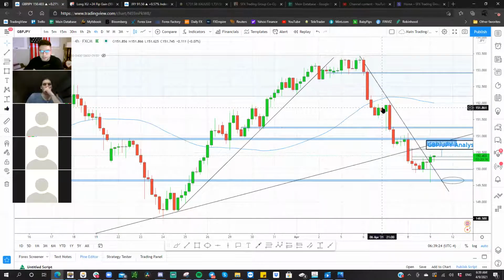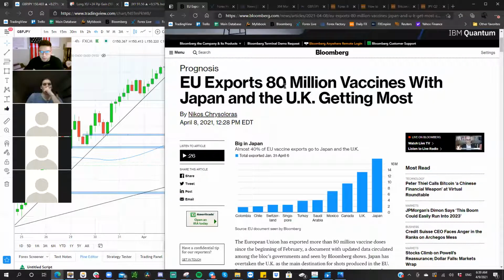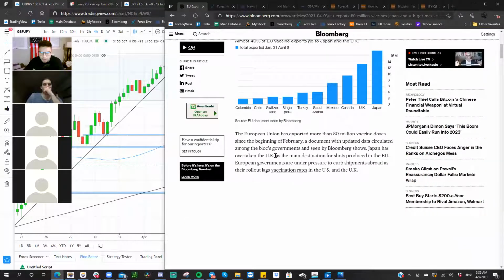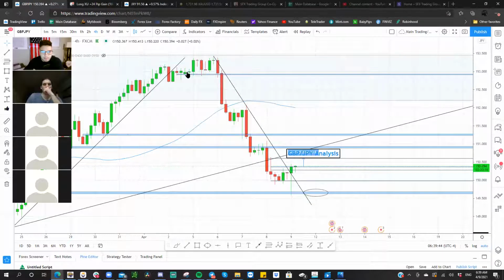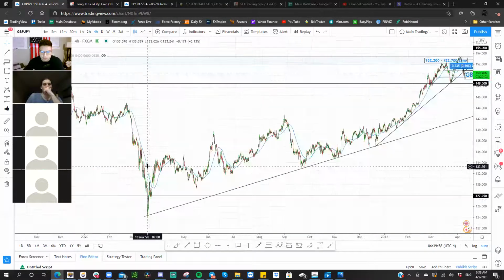And then fundamentally, the only thing that I could see was right over here. So EU exports 80 million vaccines, with Japan and the UK getting the most. But the thing is, Japan has overtaken the UK as the main destination for shots produced in the EU. Partially, that's probably because of Brexit. But when it comes to Japan taking more shots than the UK, this could be that drop. But I think it is more technical than fundamental because we've been in a bullish trend for quite some time.